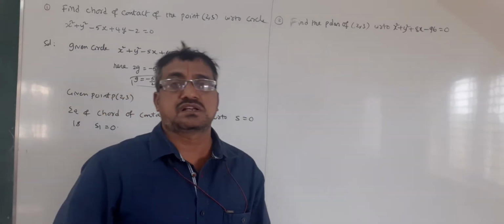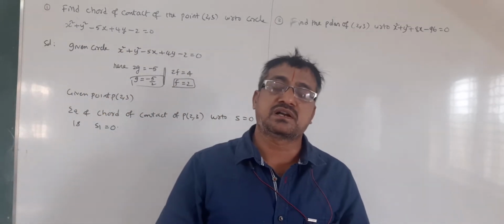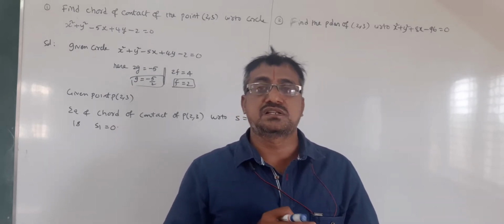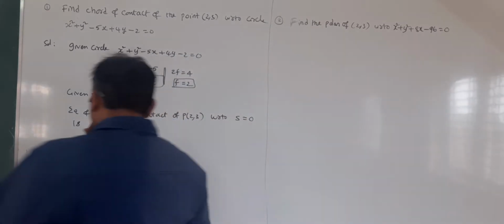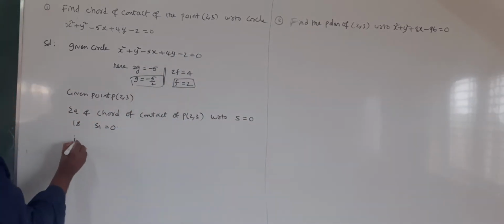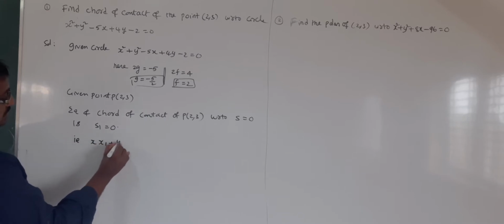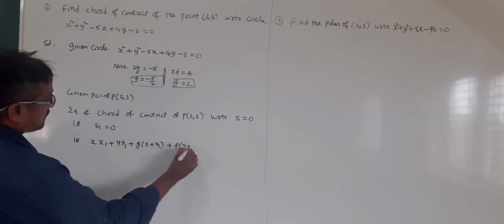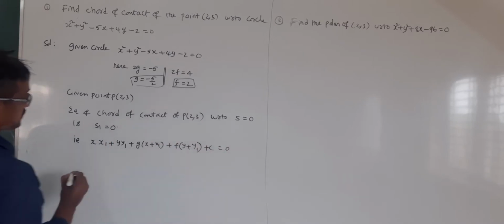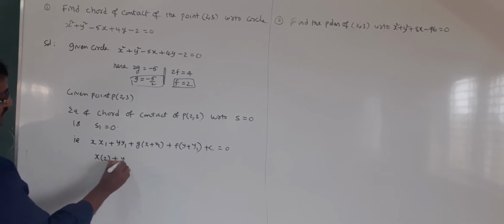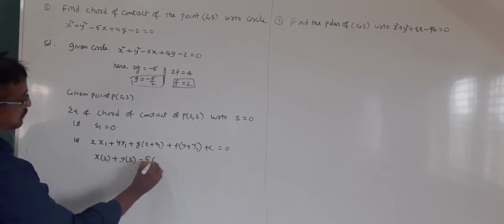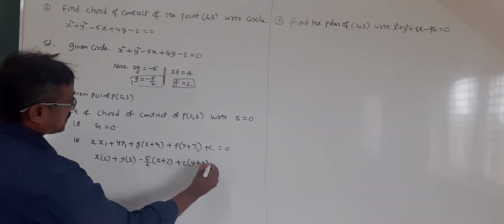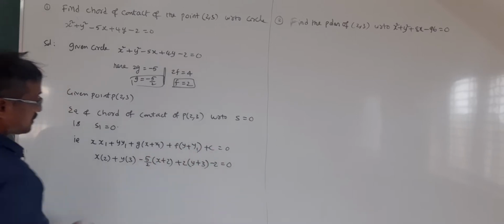So in the last class I explained that the equation of chord of contact drawn from any point outside the circle to that circle is S1 = 0. That is, xx1 + yy1 + g(x + x1) + f(y + y1) + c = 0. So x into 2 plus y into 3 minus 5/2 into (x + 2) plus 2 into (y + 3). Here c is -2, equal to 0.